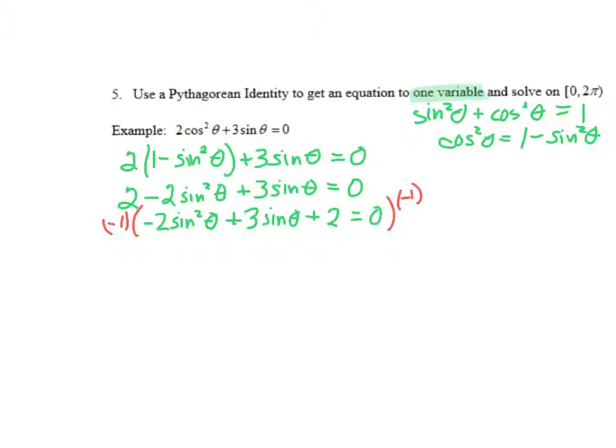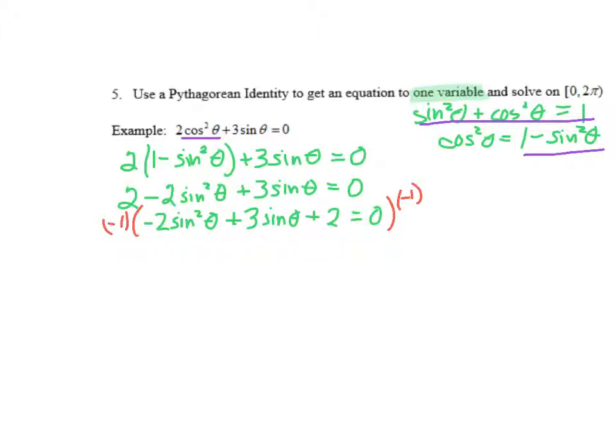Okay, this last one illustrates using a Pythagorean identity to get an equation to one variable. We have, and once again we're solving 0 to 2 pi, a cosine squared in here, but we also have a sine. Now there's no question about which one to substitute because we don't have any Pythagorean identities that are for sine. We only have squareds. So you go through and remember, write them out if you need to, that if we want to get rid of that cosine squared, we're going to have to put in 1 minus sine squared.